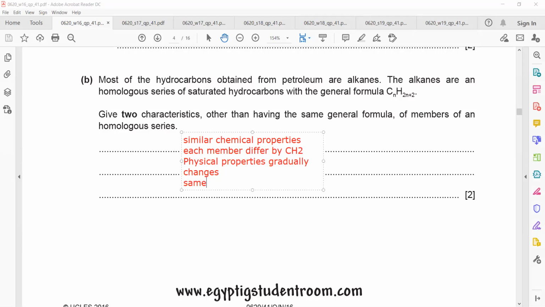Same functional group. Same method of preparation. So you can write any two out of this. The reason why you cannot write a general formula here is because it is already mentioned in the question that they have the same general formula. Other than this, you have to write.